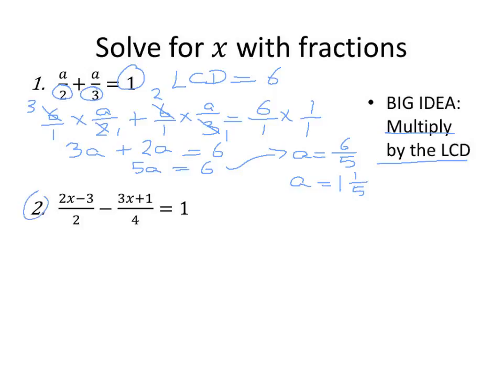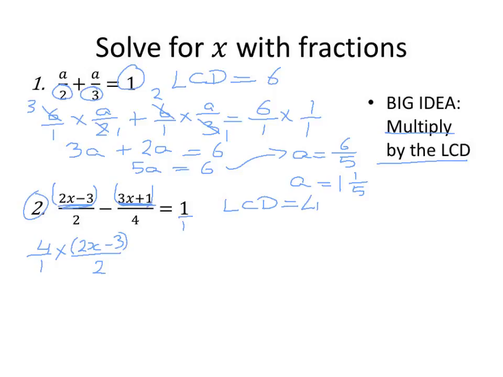Question 2 is one I pulled out because this fraction line over here and this line over here means this is one term. When you're multiplying through, you've got to keep it in brackets. Otherwise, you're not going to multiply each term by the lowest common denominator. So, just a reminder, that's 1 over 1. The lowest common denominator in this question is 4 because both 2 and 4 can go into 4. So when I multiply the first term, I keep 2x minus 3 in brackets.